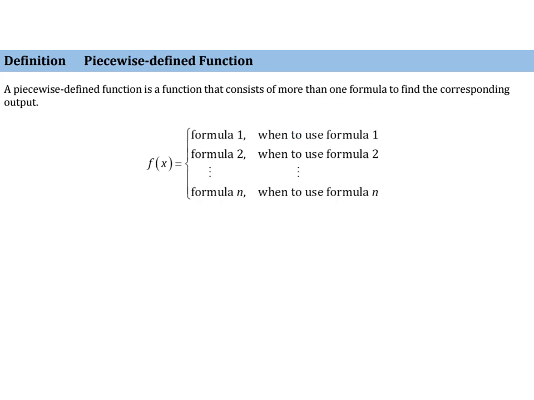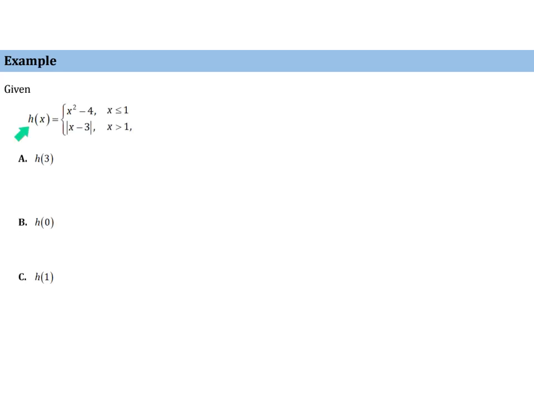So let's take a look at an example. Here we have the function h, and it is defined in two pieces. The first piece is x squared minus 4, and we use that as long as x is less than or equal to 1. If x is bigger than 1, then we use the absolute value of the quantity x minus 3 to find our y value.